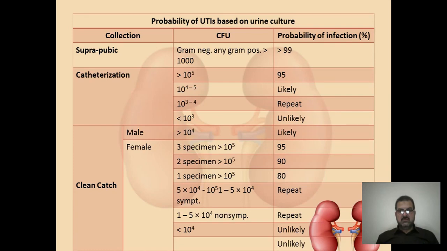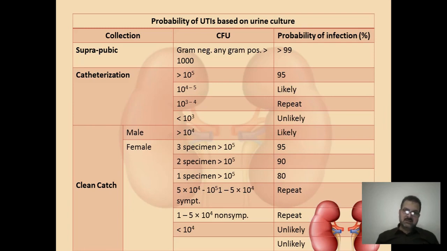Here also, with a suprapubic catheter, the probability of having a UTI based on urine culture is more than 99% with suprapubic aspiration, in spite of having a low colony count. The next, the lower sensitive, is to get the sample from the catheter or bilateral catheter.